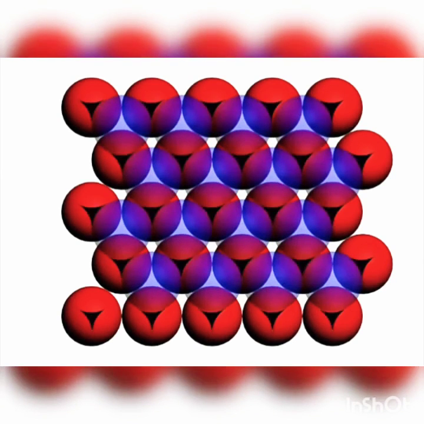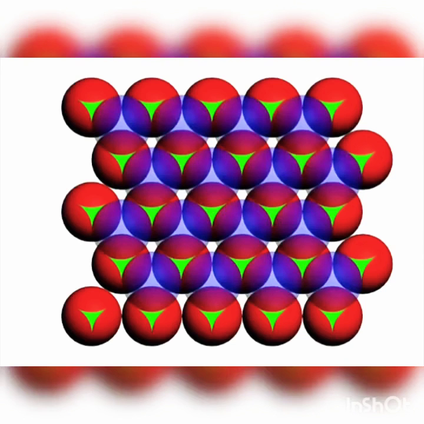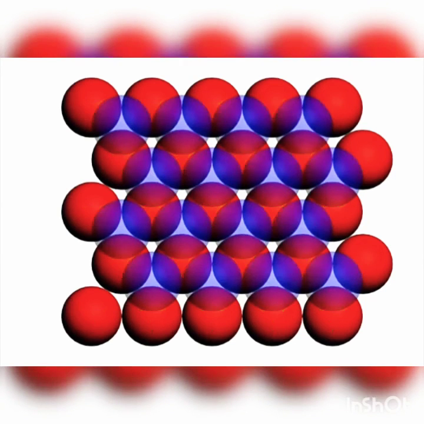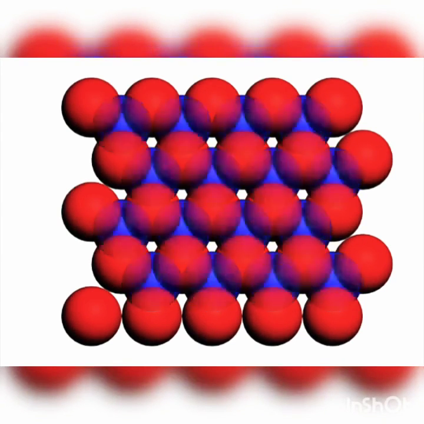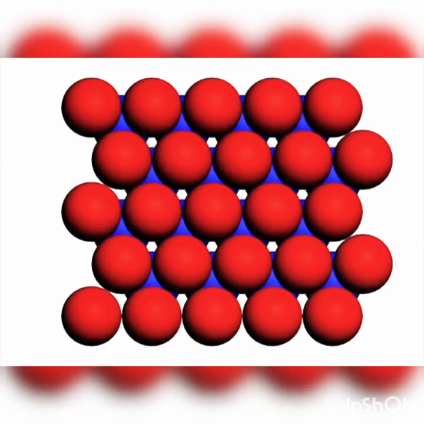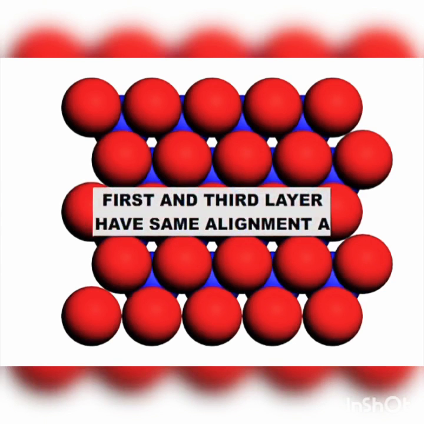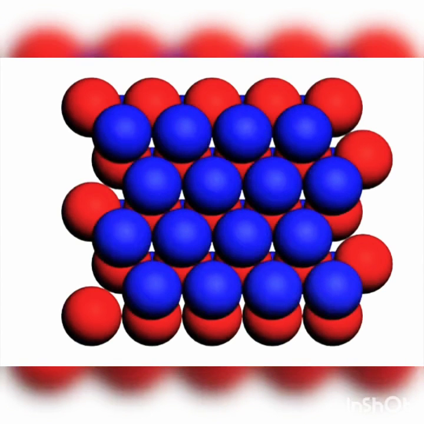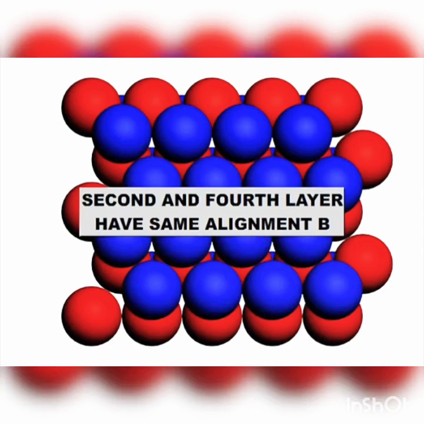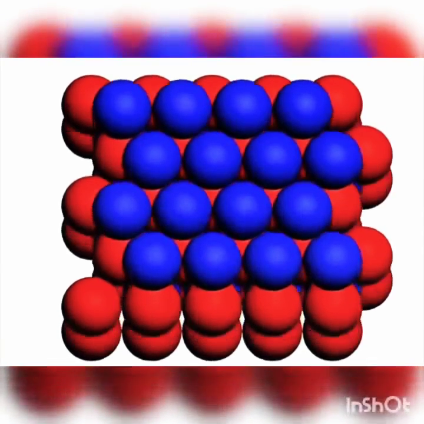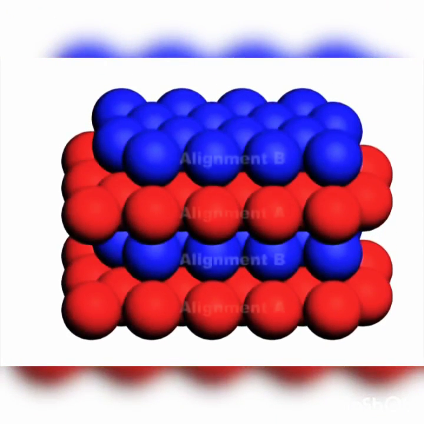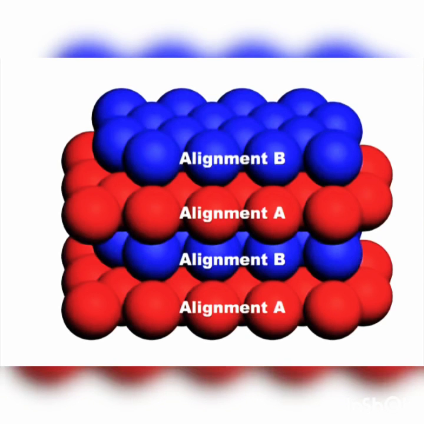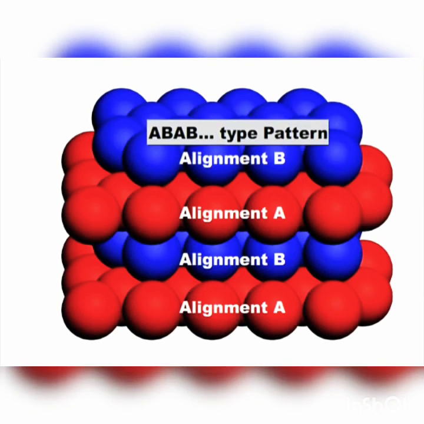These are the triangular voids of the second layer that are not involved in making octahedral voids with the first layer. Placing the third layer above these voids is one way of placing the third layer. If we do this, we can see that the first and the third layer have the same alignment A. With similar reasoning, we keep a fourth layer on top of the third layer and see that the second and fourth layer have the same alignment B. This pattern of close packing is called ABAB type pattern.